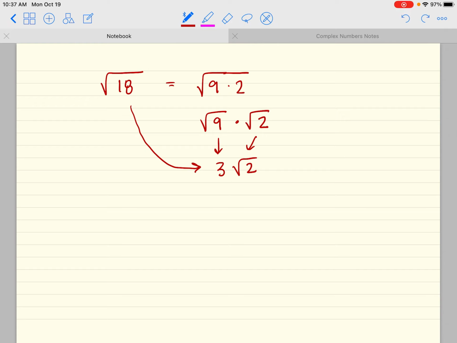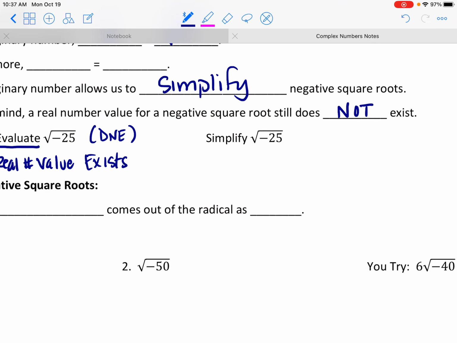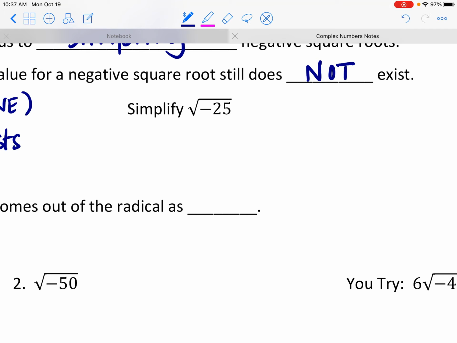So we could handle our negative square roots the same way. Instead of thinking about this as the square root of negative 25, we could think about this as 2 separate numbers, right?